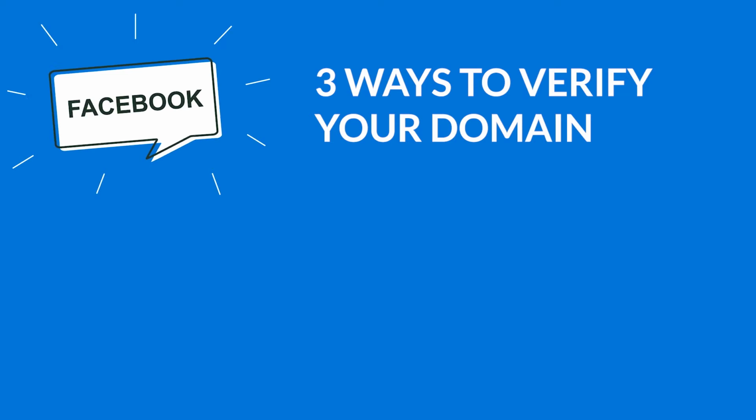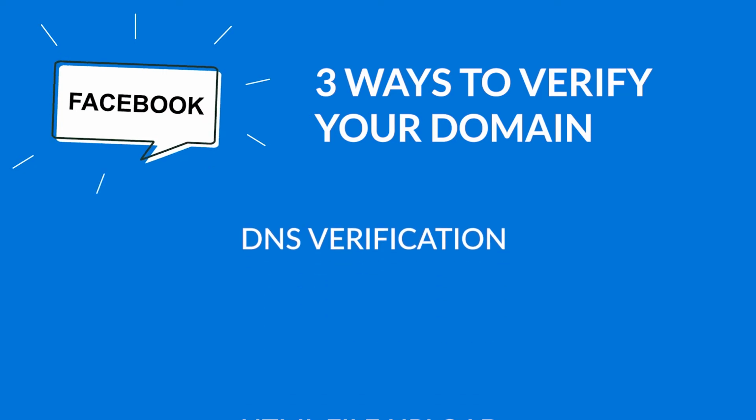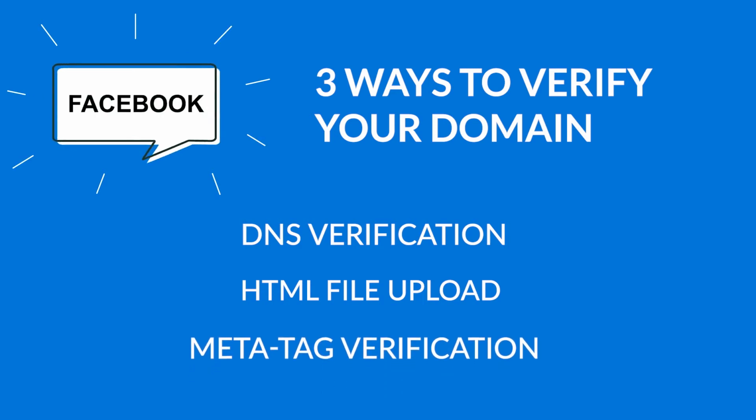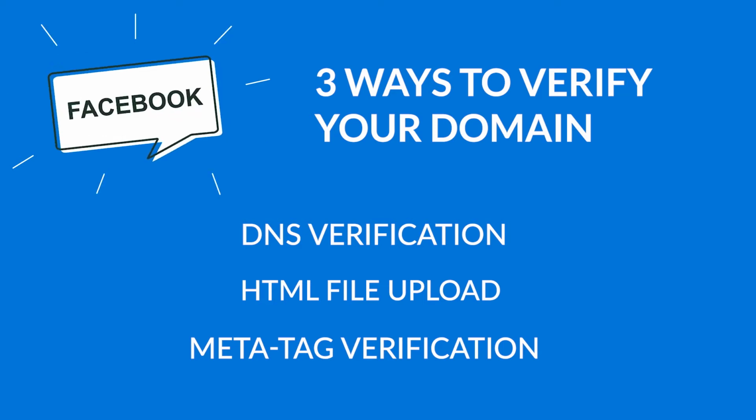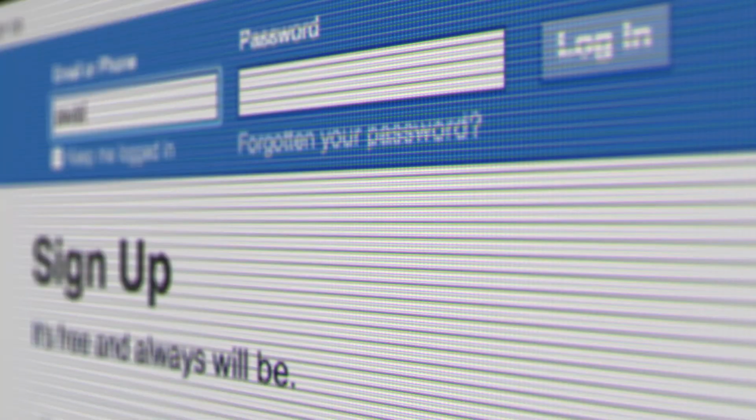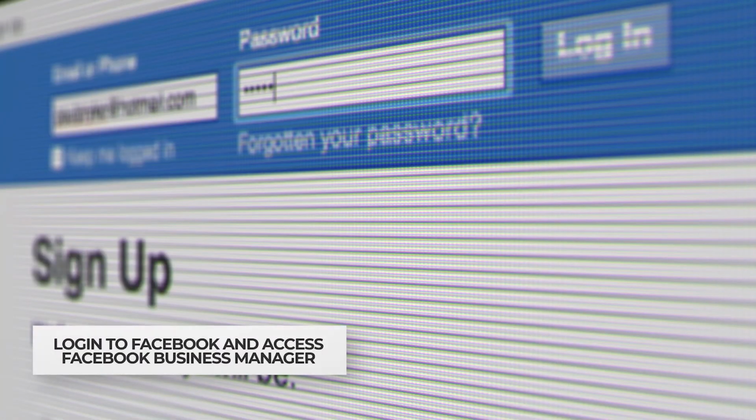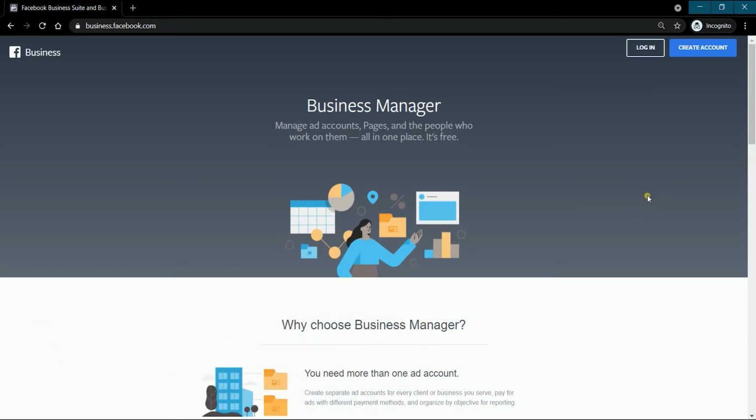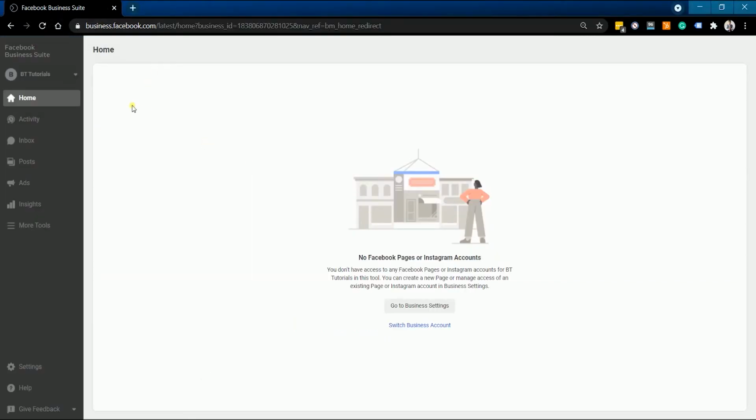There are 3 different methods of verifying your domain in Facebook Business Manager: the DNS verification, HTML file upload, and the meta tag verification. Since we're using Shopify, we will be using the meta tag verification. Make sure that you're logged into your Facebook and access Facebook Business Manager at business.facebook.com. Once you're in the Facebook Business Suite, click the settings located at the bottom left.